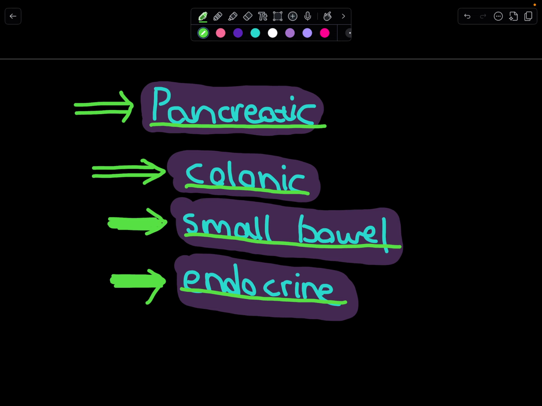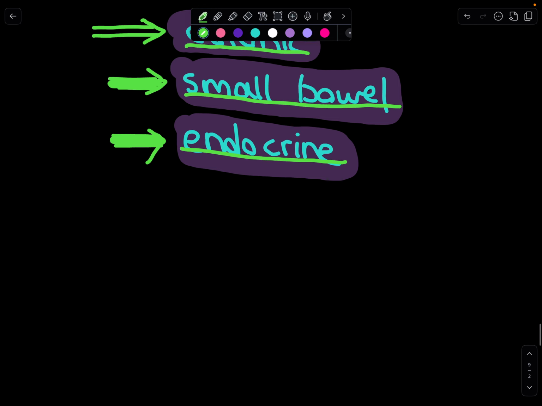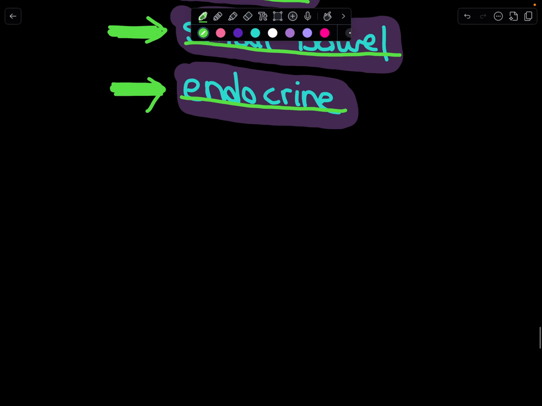That's so good. And what are the mechanisms of diarrhea? We have osmotic, steatorrhea, secretory, inflammatory, neoplastic. Explain these.